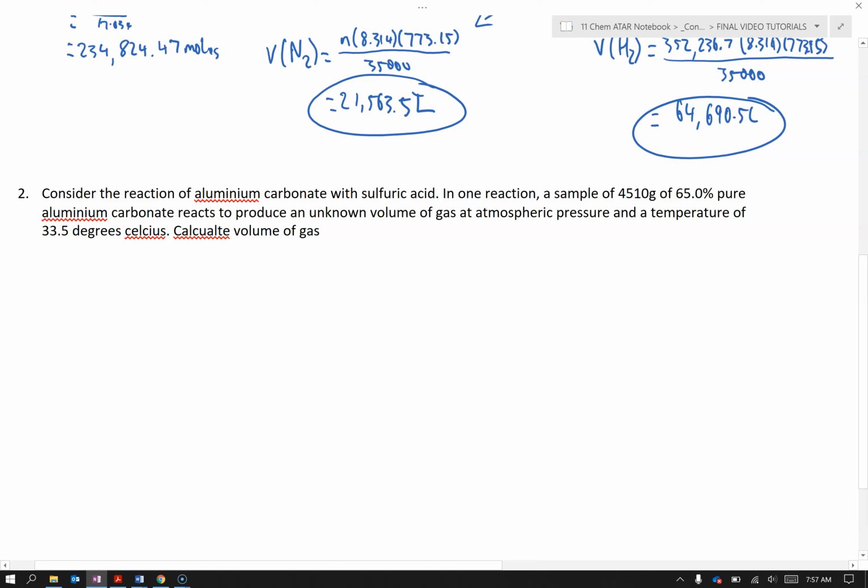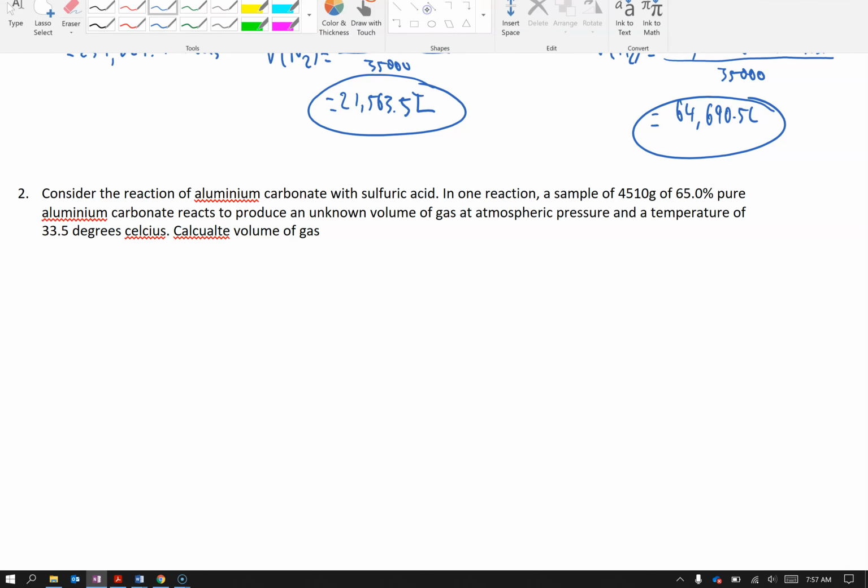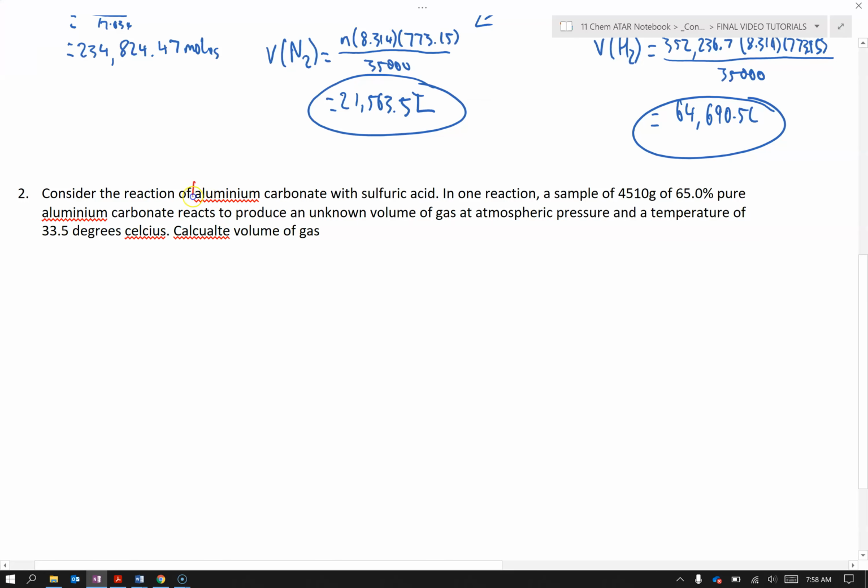Okay, so we are considering this reaction here. Wait, let me change colors so we've got some consistency. We are considering the reaction of aluminium carbonate with sulfuric acid. So now, obviously no equation is given to us, but we need to think to ourselves, what is the reaction of an acid with a carbonate? Well, we know that the acid, H2SO4, is going to react with the carbonate, aluminium carbonate, Al2CO3.